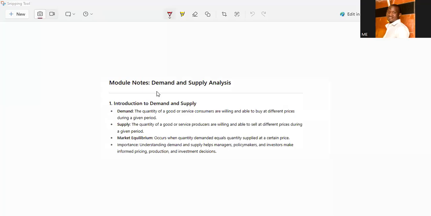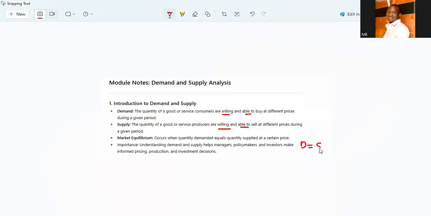Our session today will look at demand and supply analysis. In the previous sessions, we dwelt so much on demand. So just a quick recap, demand we defined as the quantity of a good or service that consumers are both willing and able to buy at different prices, where supply, on the other hand, is a quantity of a good or service that suppliers or producers are willing and able to sell at different prices during a given period. And market equilibrium is simply a point where demand equals supply.